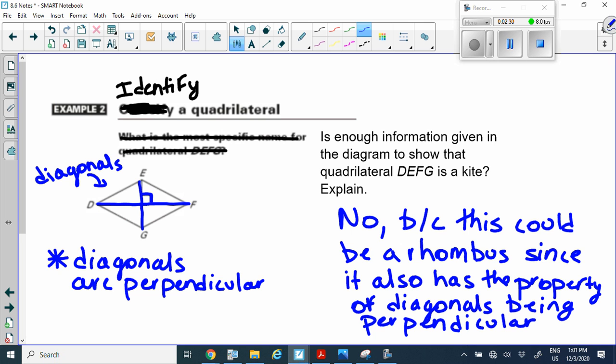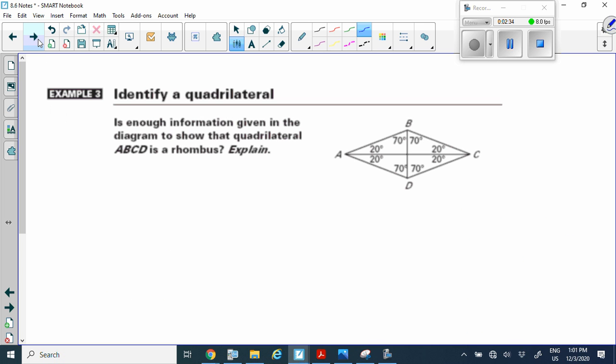Okay, we're going to do another example just like this. We're going to go to this example 3 here. So once again, we're going to identify a quadrilateral. Now this one, we're going to figure out, is there enough information given in the diagram to show that ABCD is a rhombus? So let's look at all the information that we have, okay?